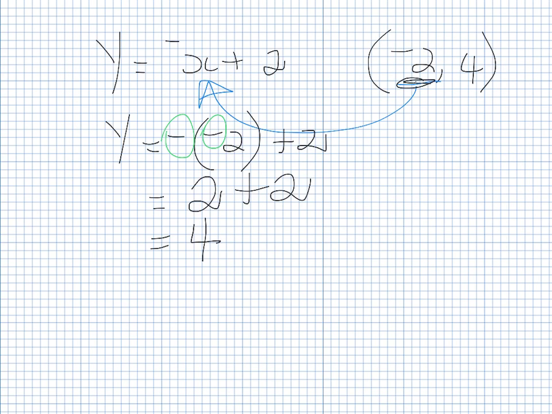Now you've noticed that this is y. So here is y equals 4, and this is our y coordinate. So they match. So this is on the line.